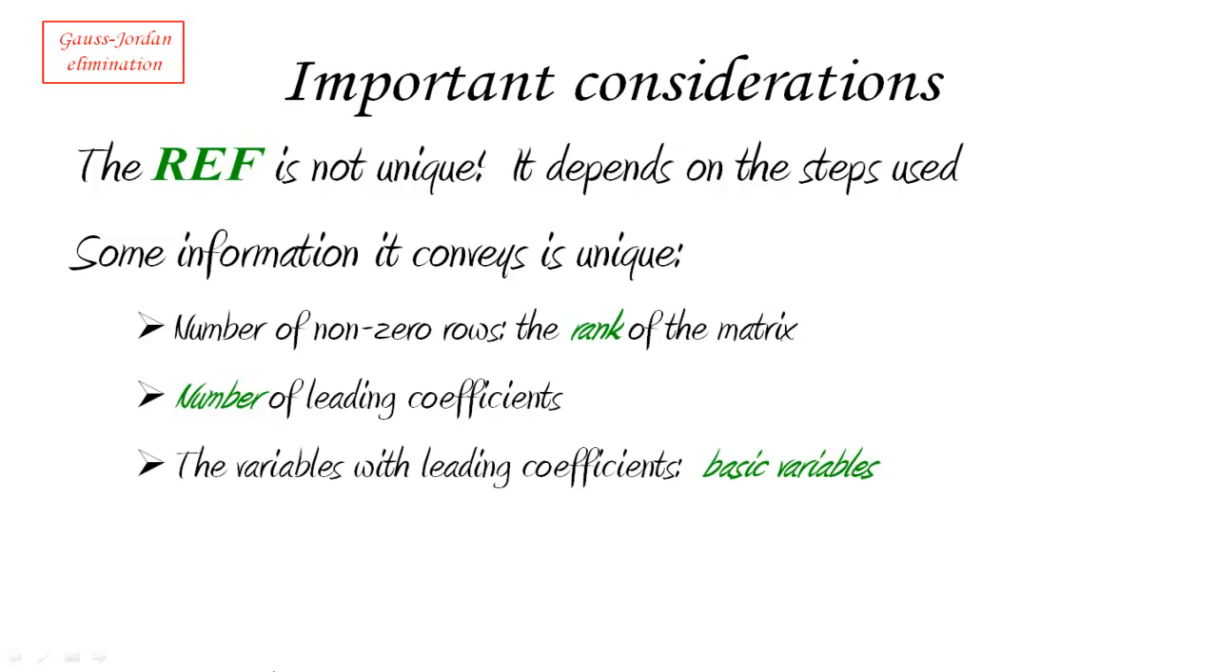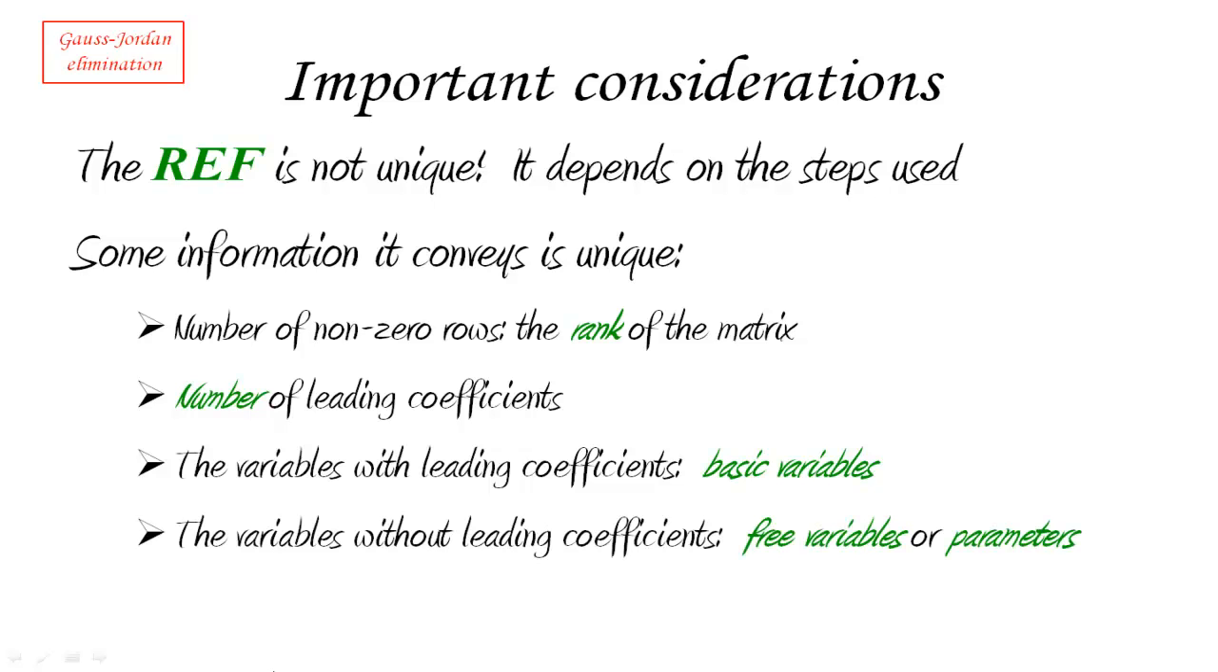Remember, each column of the matrix, except for the last one which indicates constants, corresponds to a variable. If that variable has a leading coefficient associated with it, it's called a basic variable. If the variable does not have a leading coefficient, it's called a free variable or a parameter. The reason is that the variables corresponding to columns without a leading coefficient can be given any value that we want in the solution. The basic variables are the ones which are subject to them.